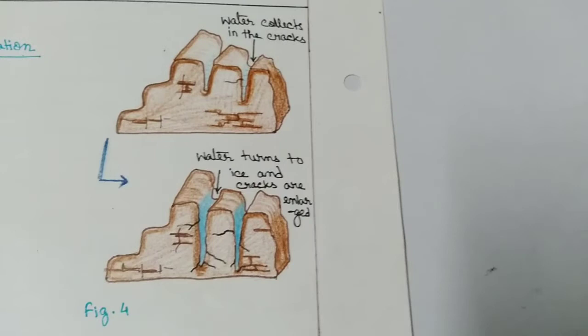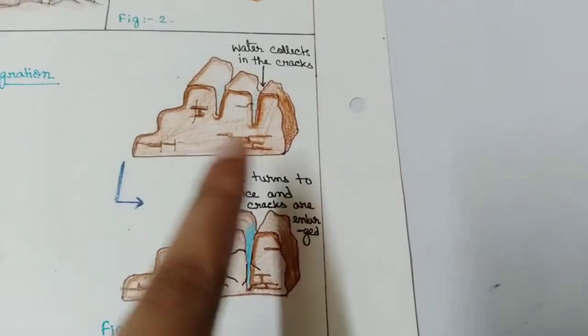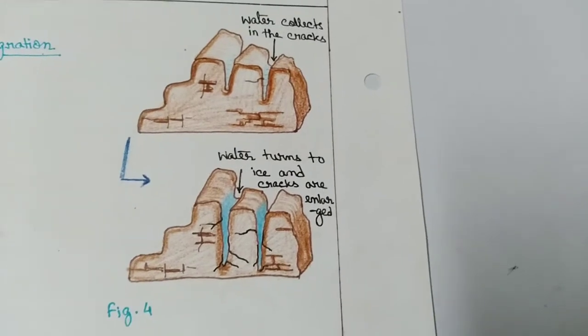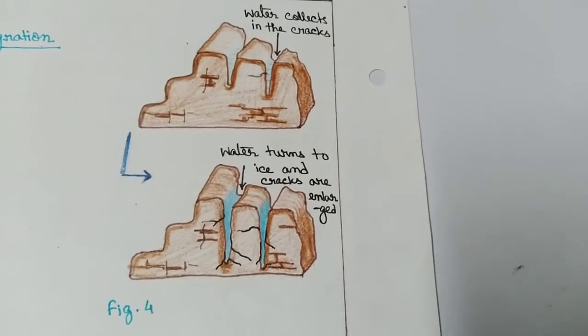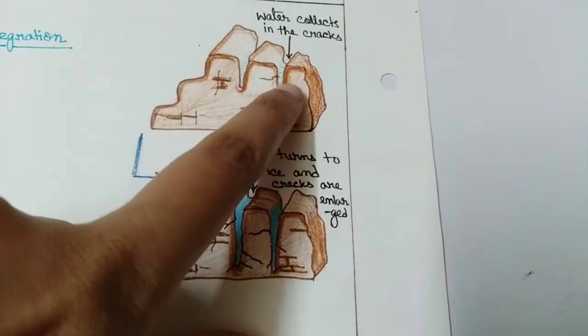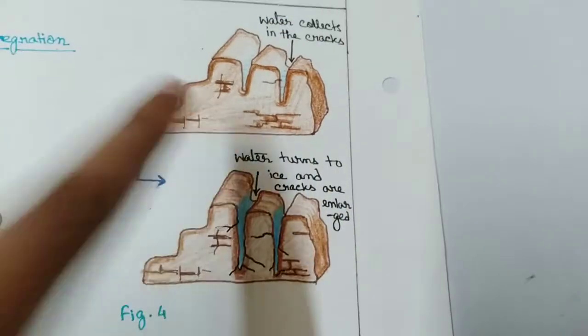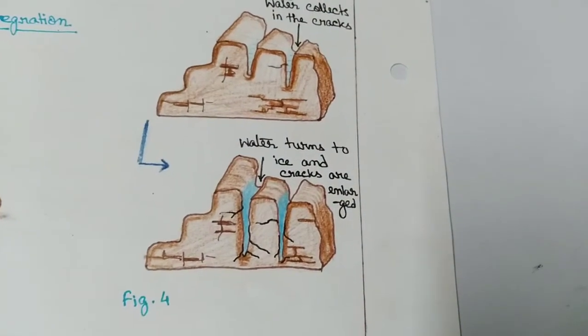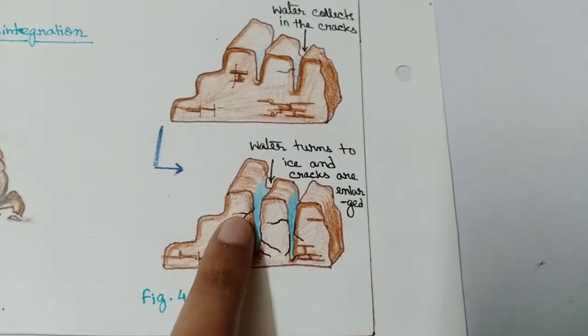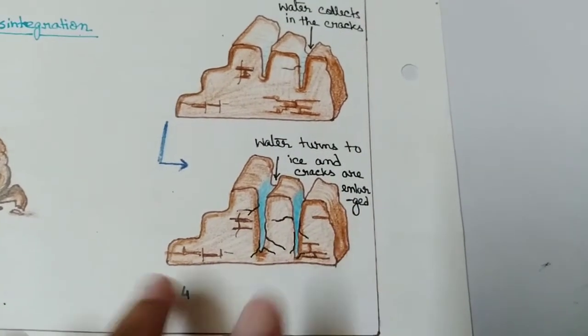The last one is the work of frost. As you can see, here is a mountainous range, where this mainly occurs in hilly regions and cold countries. After rainfall, some of the water enters these joints. As you can see, water collects in the cracks, and due to the freezing or fall of temperature at night, this water is converted into ice. As you can see, water turns into ice and cracks emerge.